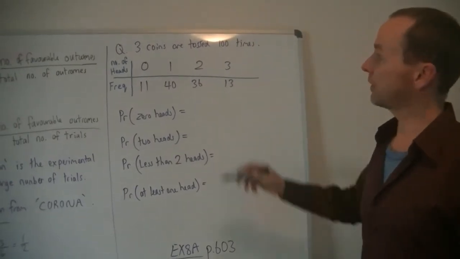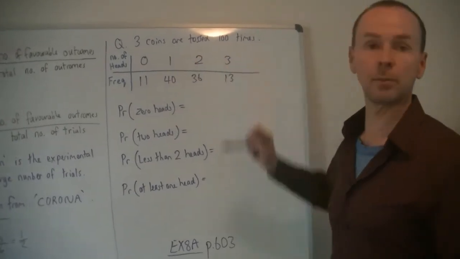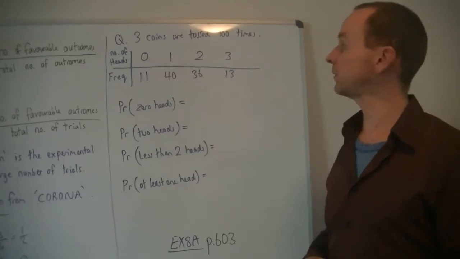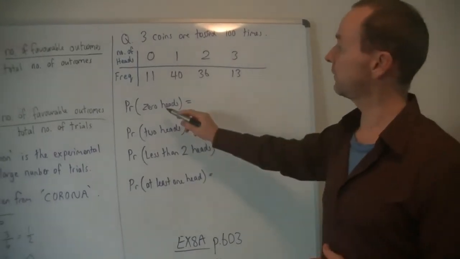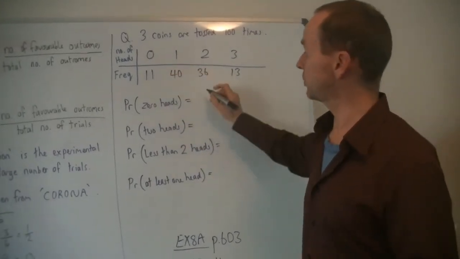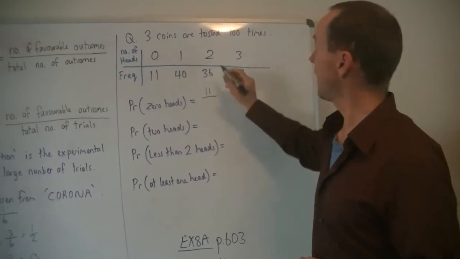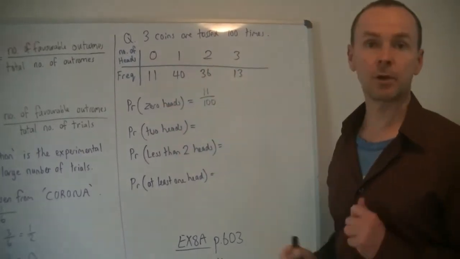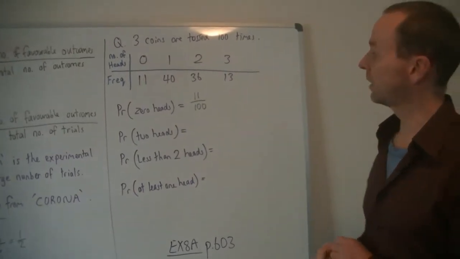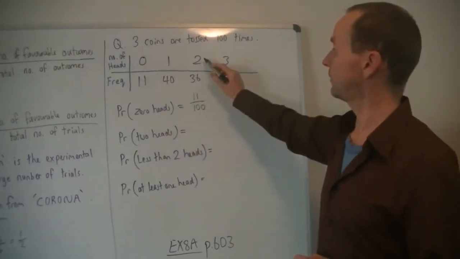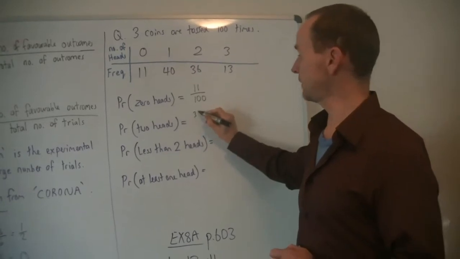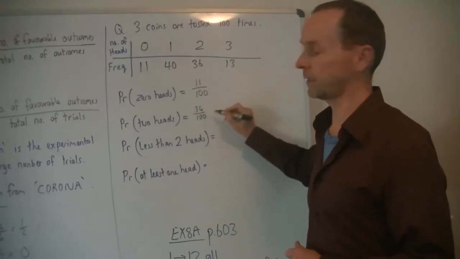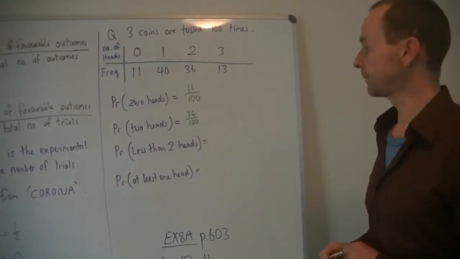Alright, so this is experimental probability because we did it from our experiment. The probability of getting 0 heads: there's 11 chances of that happening out of 100. So that's the probability from our experiment. The next one. What's the probability of getting 2 heads? 2 heads is 36 out of 100. And you can simplify that, you can do that yourself.